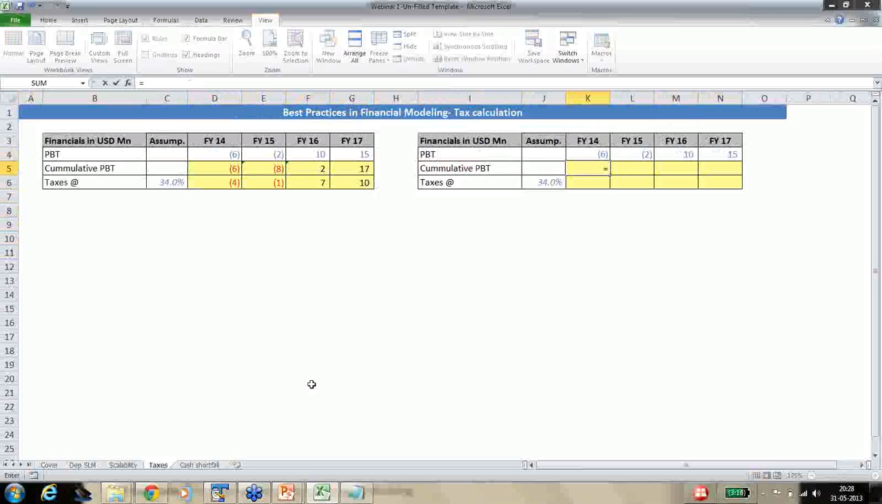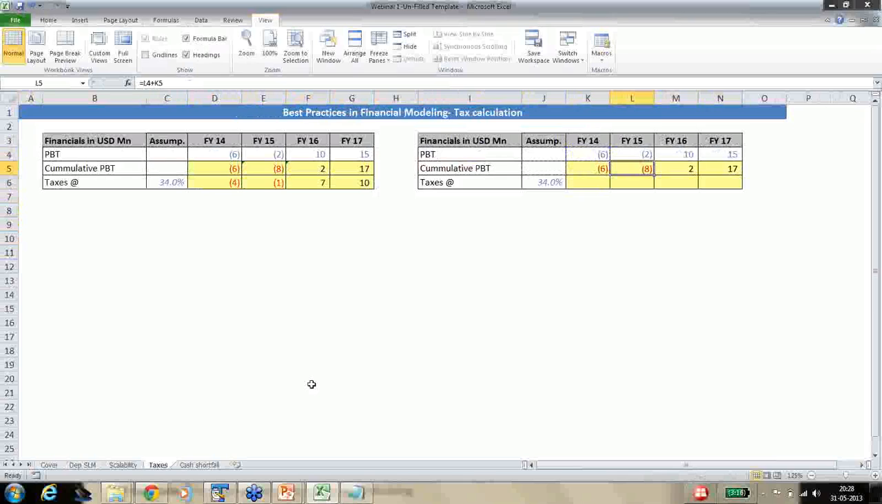So I say that my total PBT is equal to this year's taxes plus my last year's cumulative. So this is equal to this year plus my last year PBT. When I do this and press Control R, what do I get? I get the same number.